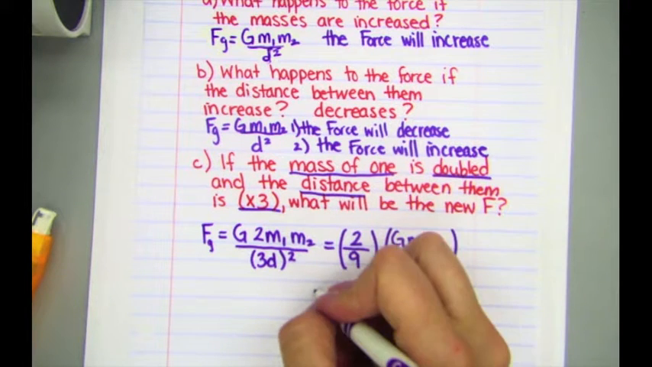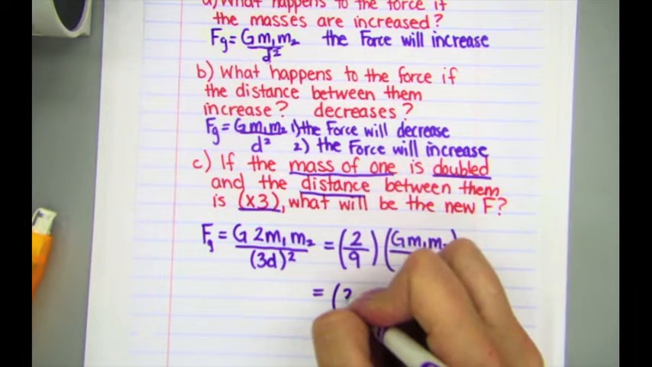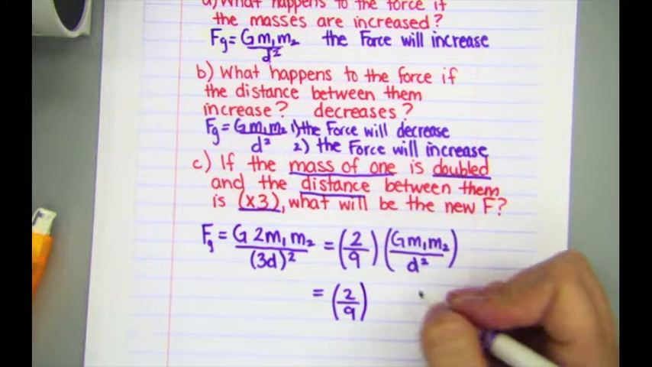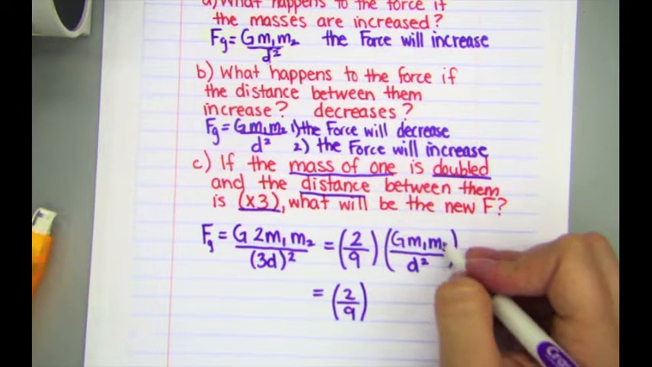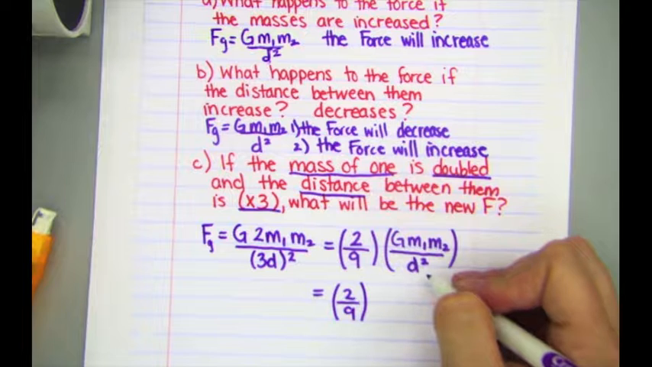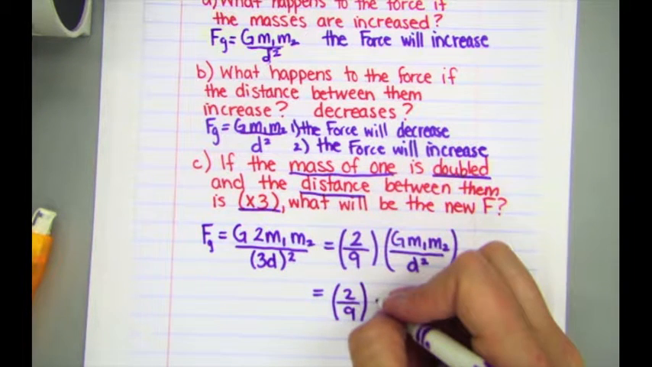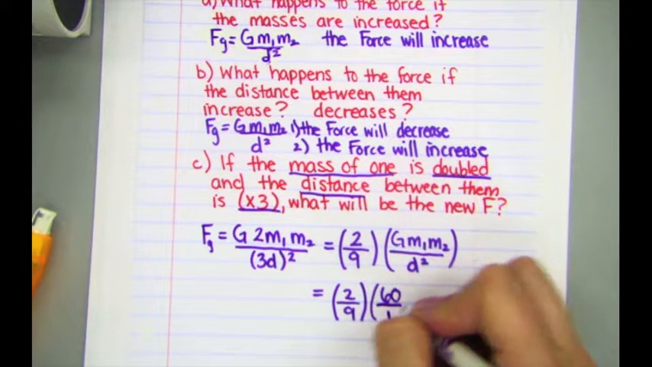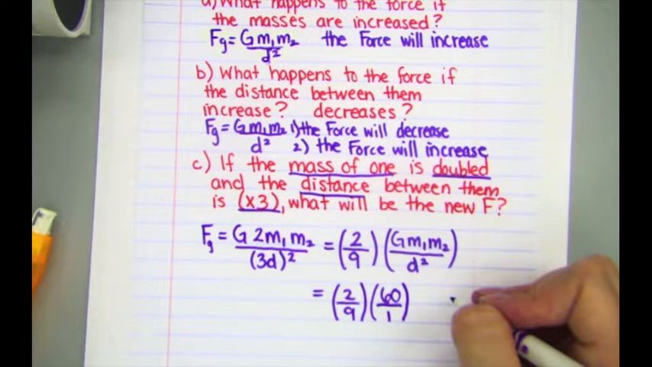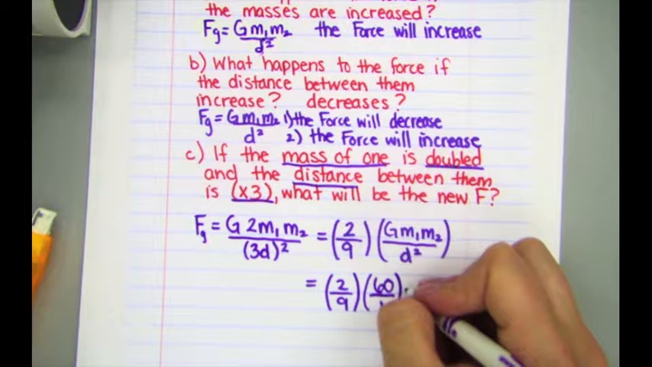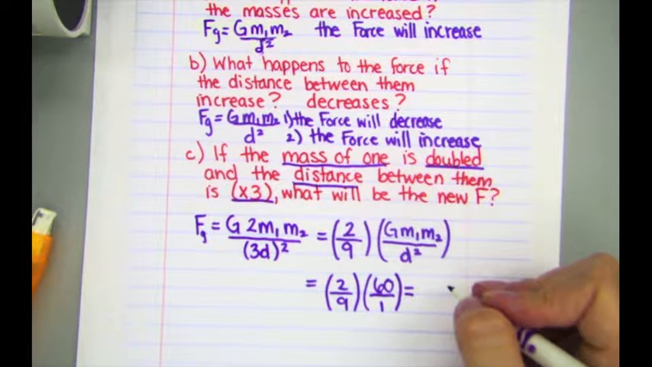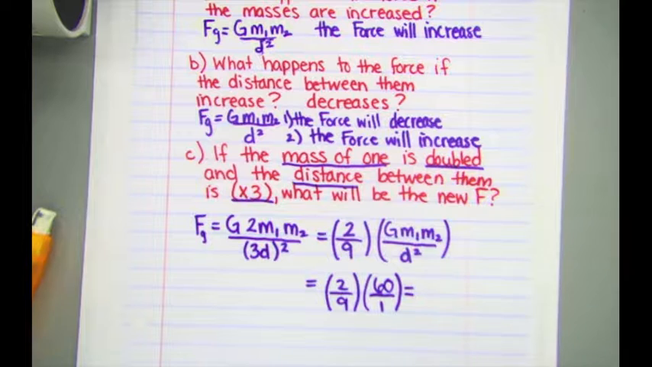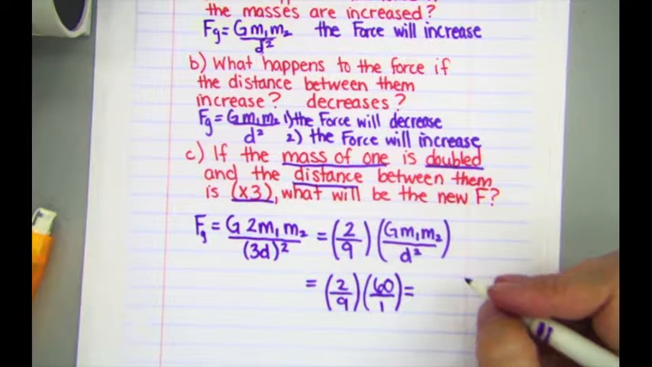Okay, so we're substituting now. I know this whole part of the equation represents the force of gravity, which in this problem is 60 newtons. Okay, and once I get to that point, now I can just solve. Once you get to that, plug it into your calculator and get your answer.